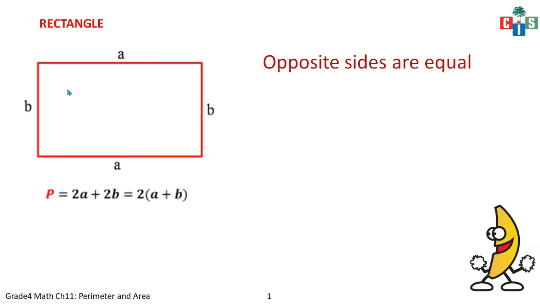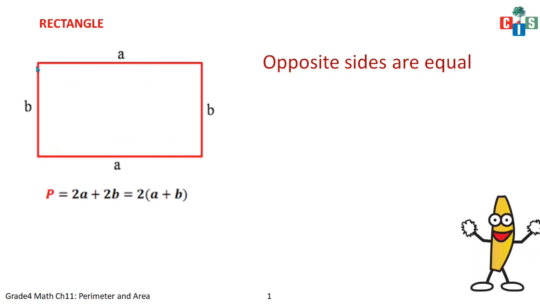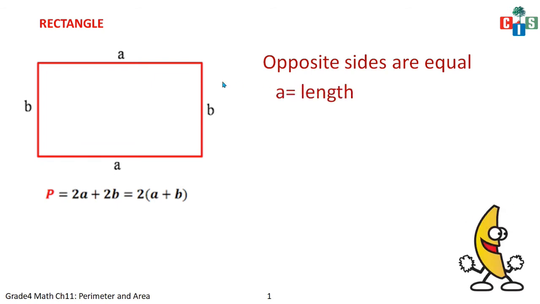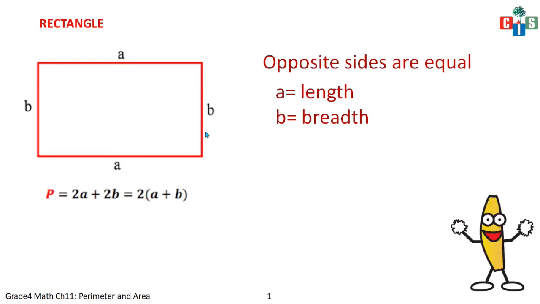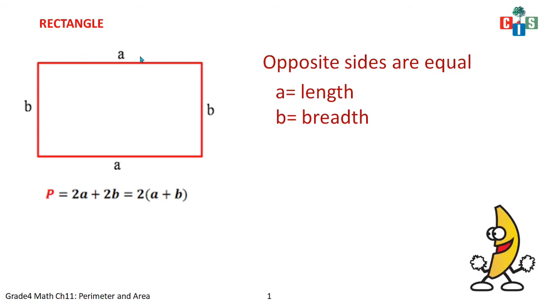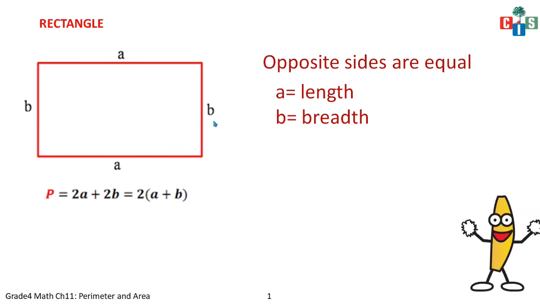Now if I have to find the perimeter of this rectangle, what will you tell? You will tell A plus B plus A plus B. A represents the length and B represents the breadth. So this is the length of the rectangle and this is the breadth of the rectangle. So it's 2 times A, meaning 2 multiplied by A, and 2 times B means 2 multiplied by B. So it's 2A plus 2B.